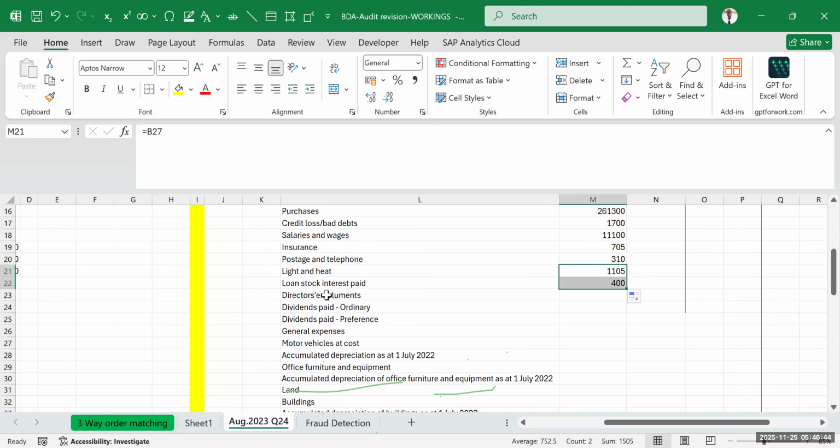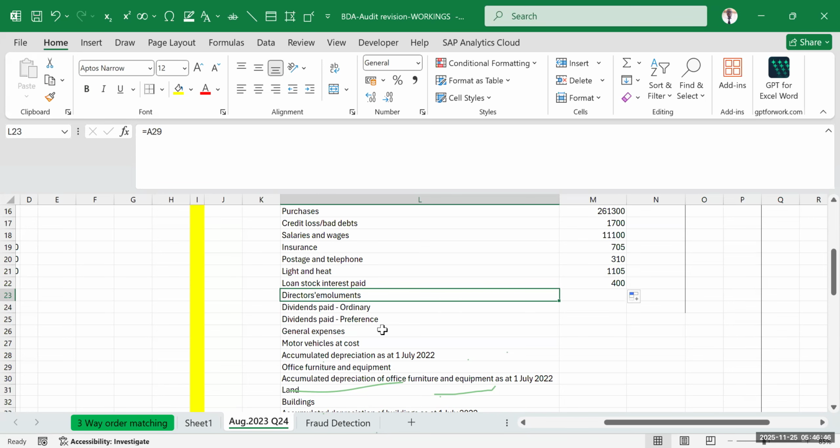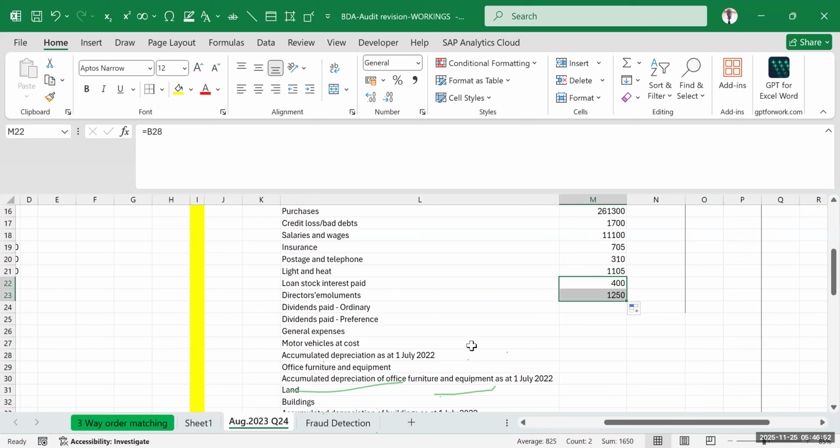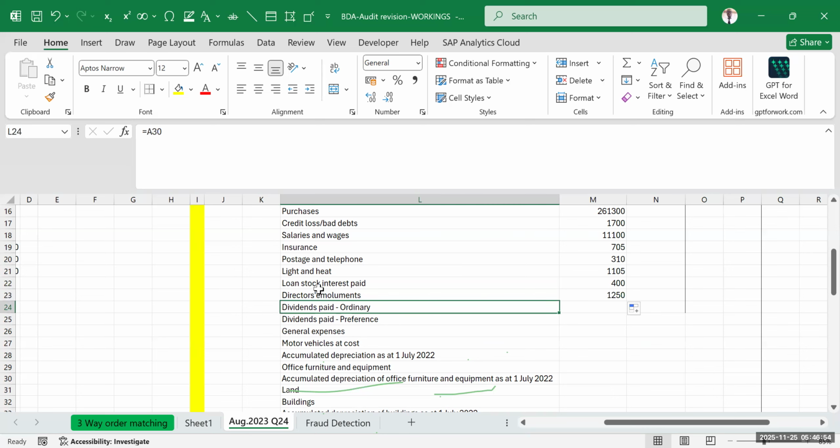Then directors' emoluments is also part of expenses. Remember, these are like salaries. Dividends paid, the argument will not be different from loan stock paid. Remember, dividend is the return on investment to the shareholders. And as you pay them, you will have to record it. I know it is under appropriation, the statement of changes in equity, where we normally record dividends.